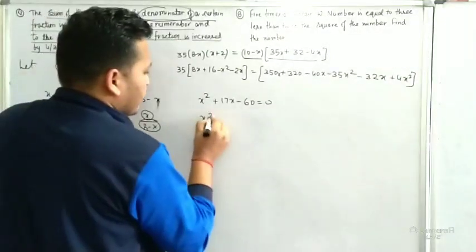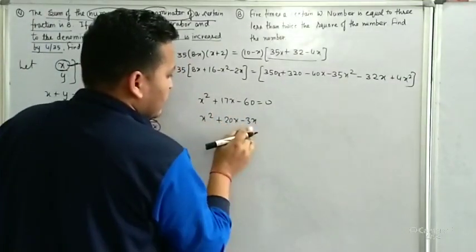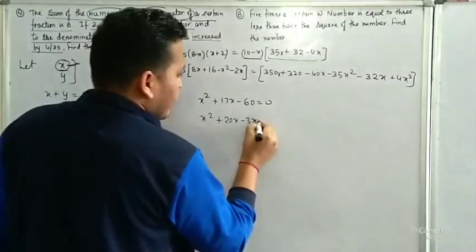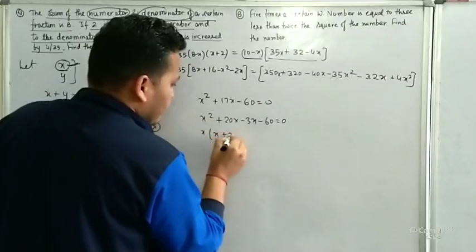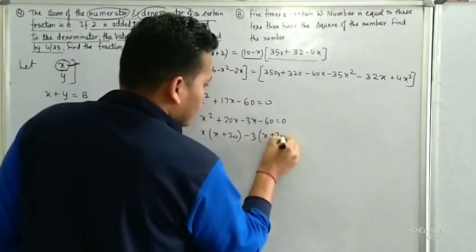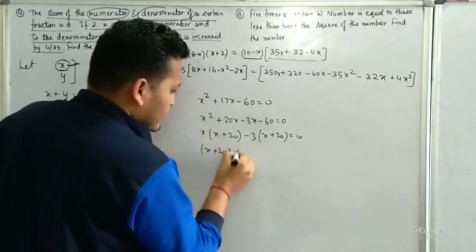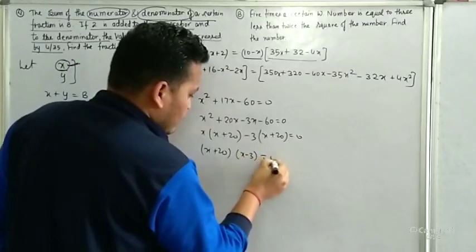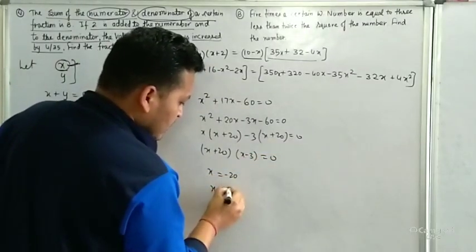Okay, so x square plus 20x minus 3x, minus 23 is 60, and 20 minus 3 is 17, and minus 60 is equal to 0. So x common out, so x plus 20, then minus 3 is common, so x plus 20 is equal to 0. So first, x plus 20 is equal to 0, second, x minus 3 is equal to 0. So the two possible values are x is equal to minus 20 and x is equal to 3.